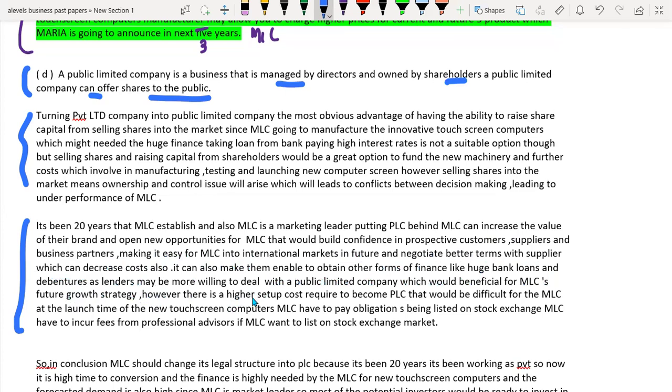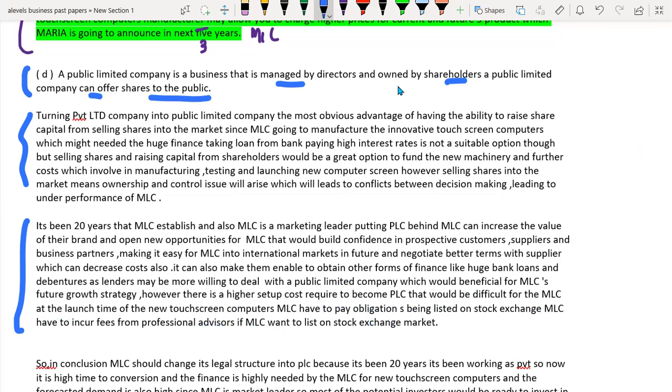However, there is a higher setup cost required to become a PLC that would be difficult for MLC at the launch time of the new touchscreen computers. MLC has to meet the obligations of being listed on the stock exchange. MLC has to incur fees from professional advisors if MLC wants to list on the stock exchange market.